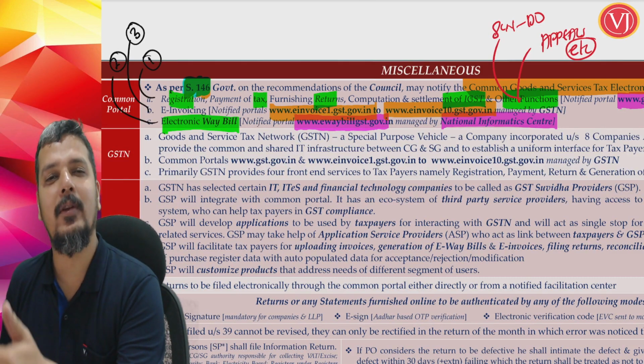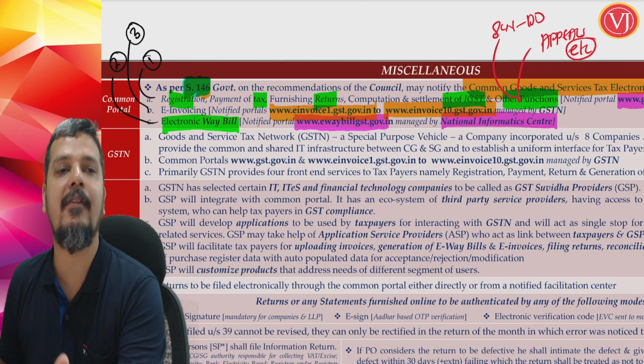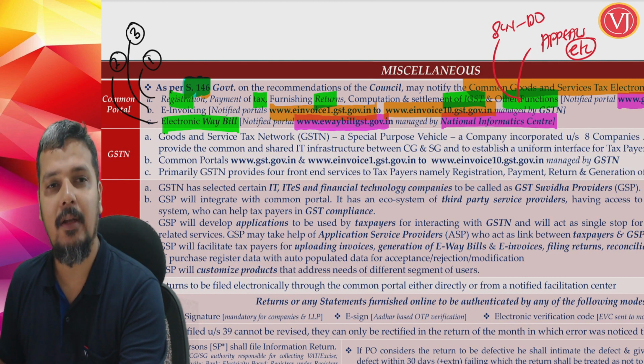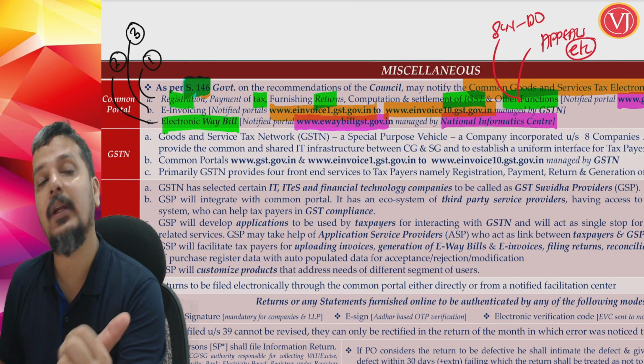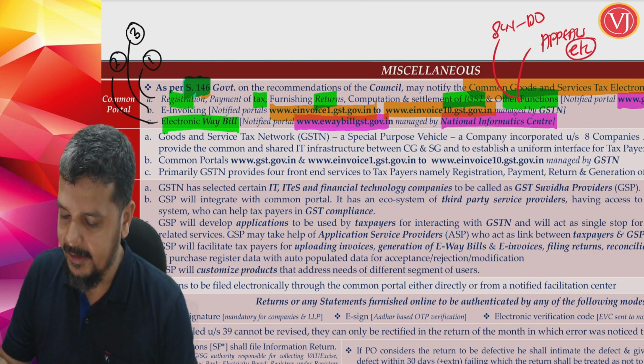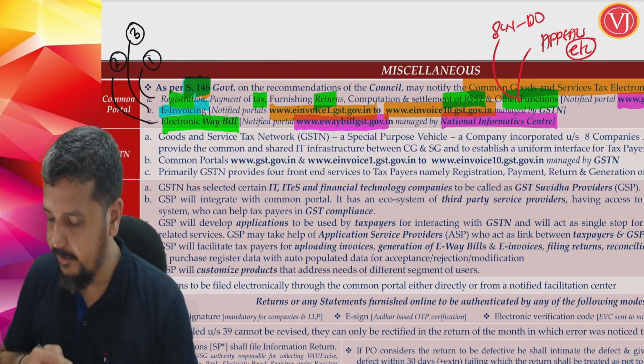Rather, the main basic portal does everything apart from e-invoicing and e-waybill. Then you launched your e-waybill portal. Then finally you launched your e-invoice portal. So the last category was your e-invoice portal.